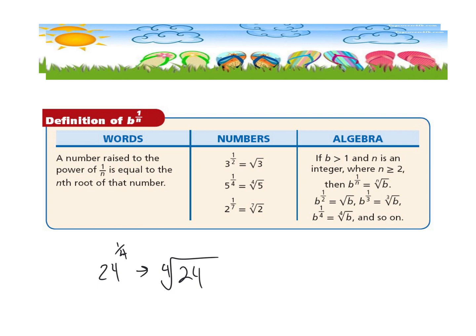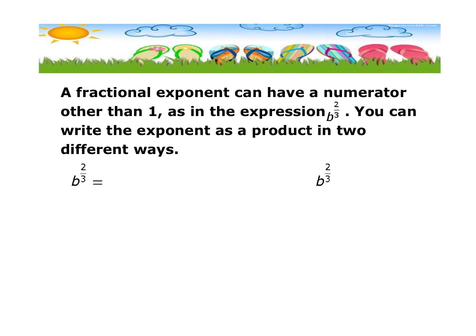even if we haven't seen those numbers before. So a fractional exponent can have a numerator other than 1, as in the expression b to the 2/3 power. You can write the exponent as a product in 2 different ways. This is what we did a few chapters ago. We would write it as the cube root of b raised to the 2nd power, or you can also write it as b to the 2nd power, and then you take the cube root. It's the exact same thing, and either one is correct.